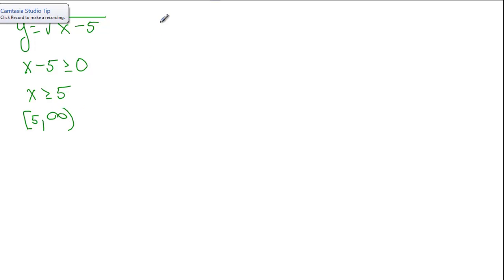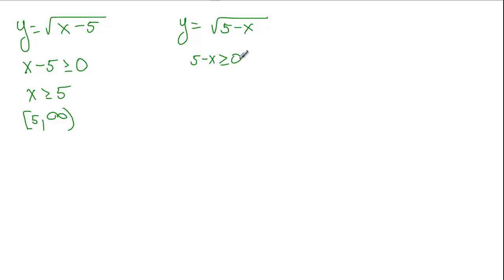We could also try a second one of the same nature, like this. We'll reverse it. And then you just say 5 minus x is greater than or equal to 0. And then, of course, you solve, and you end up getting x less than or equal to 5. So this would be negative infinity to 5 as your domain.